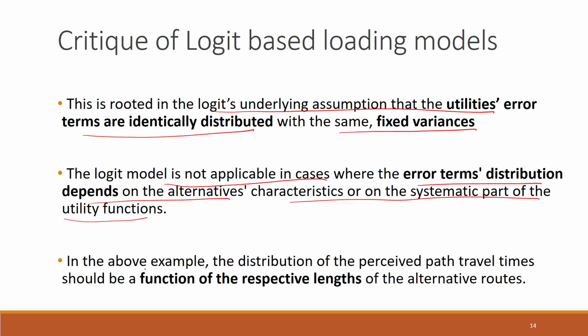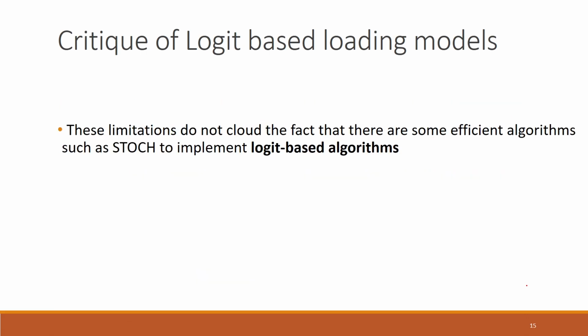So, this is what it is saying: in the above example, the distribution of the perceived path travel times should be a function of the respective lengths of the alternative routes. I mean, this should ideally be the case, but it is not allowed if you are assuming the Logit choice model. But these two limitations that we have seen for the Logit choice model do not cloud the fact that there are some efficient algorithms such as STOCH to implement Logit-based algorithms.